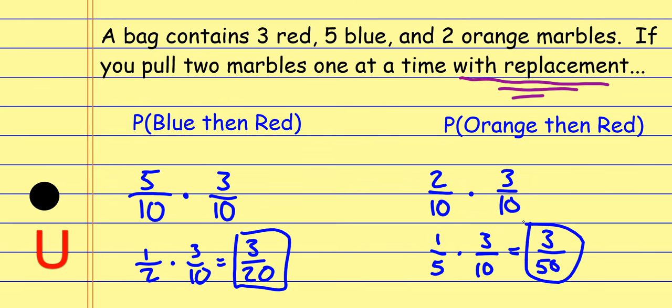Okay, but again, not much different than what we were doing. I'm still working out each probability individually, but now because of the "and," I want both of those things to happen, I multiply the two.